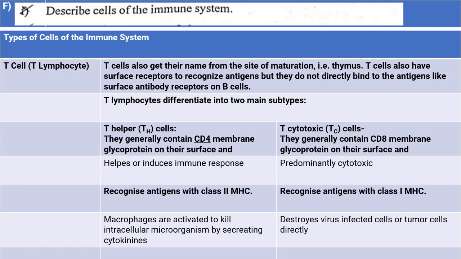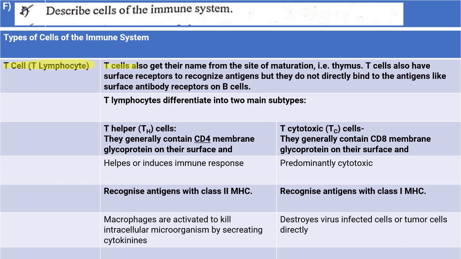Then next question was: describe the cells of the immune system. Immune system के cells के बारे में लिखो. So we know that the T lymphocyte, B lymphocyte, and natural killer cells are examples of immune system cells. So we are only discussing T lymphocytes, B lymphocytes and natural killer cells.